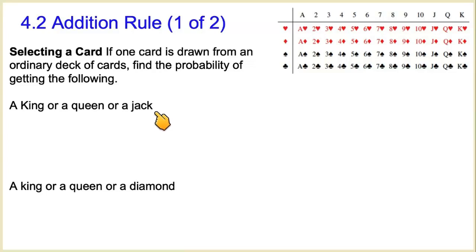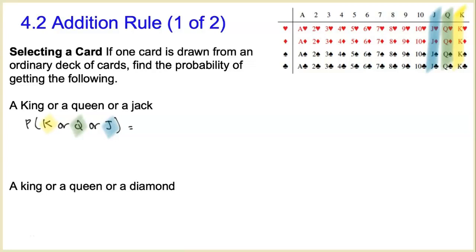So for that example, now we're back to probability with cards. I provided the sample space again because I didn't want to write out those 52 items. If one card is drawn at random from an ordinary deck, find the probability of getting the following. If we want the probability of getting a king or a queen or a jack, well, for a king, we already know from 4.1 that there's 4 kings in the deck, so 4 out of 52. And then a queen, 4 out of 52, and then a jack, 4 out of 52.